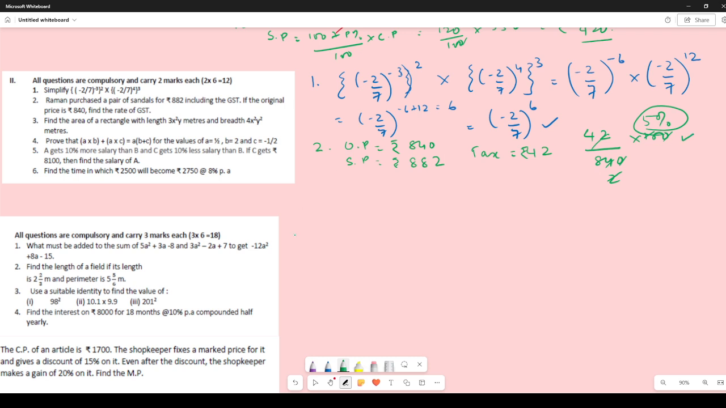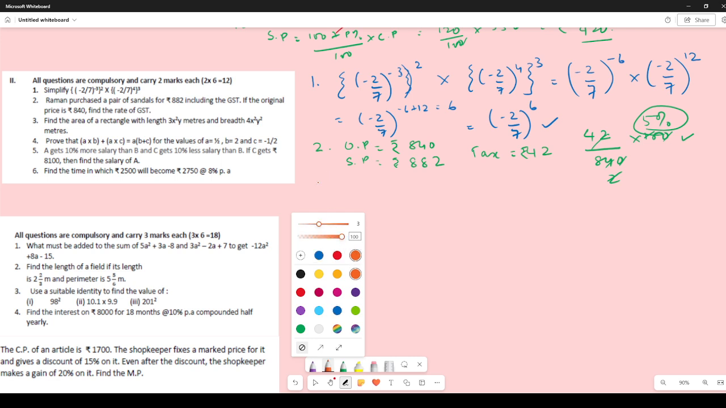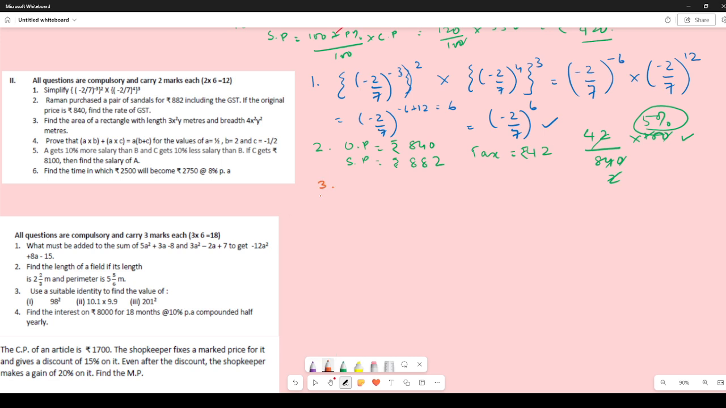Okay. Now let us take up question number 3. Find the area of a rectangle with length 3x square y meters and breadth 4x square y square meters. We know it is pretty simple. A is equal to length into breadth. So what do you find? 3x square y into 4x square y square. That will be equal to 12 x to the power 4 y to the power 3 meters. That will be your answer.